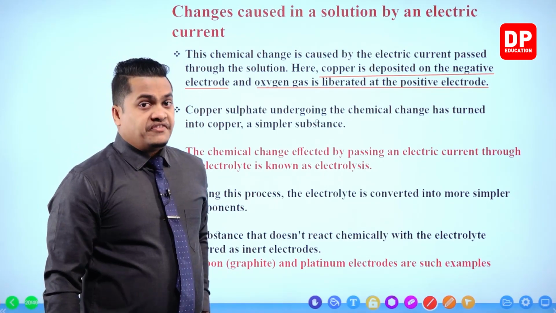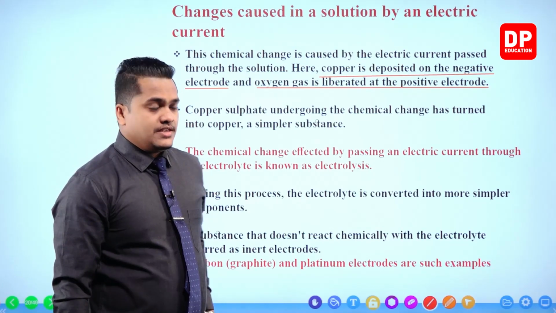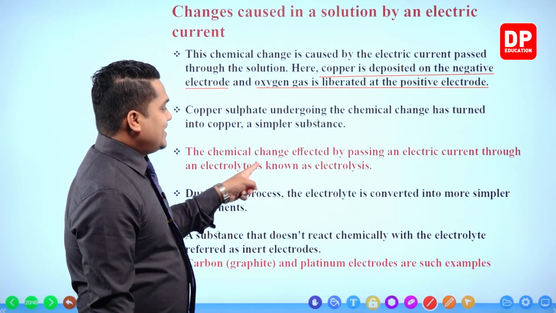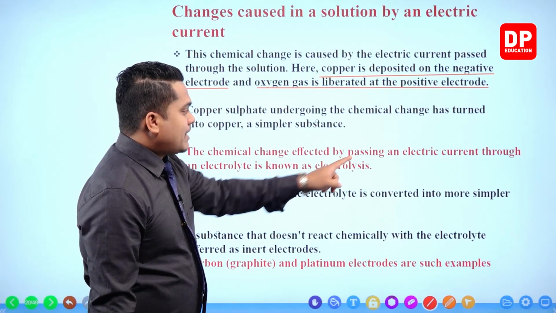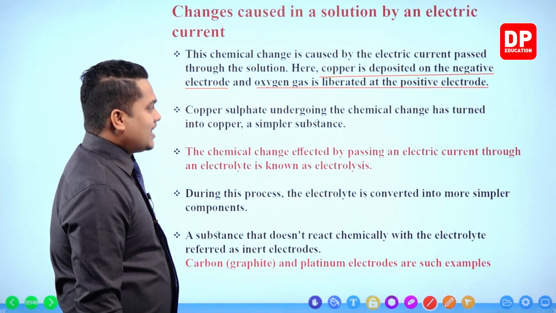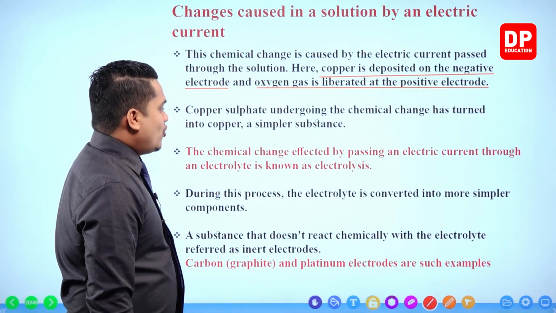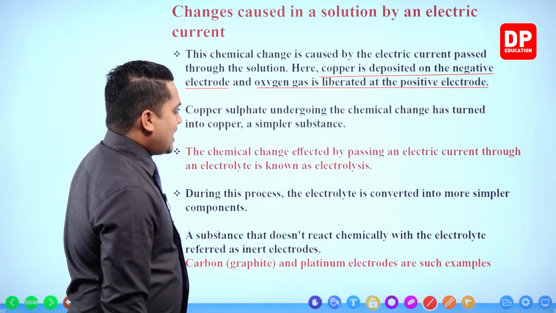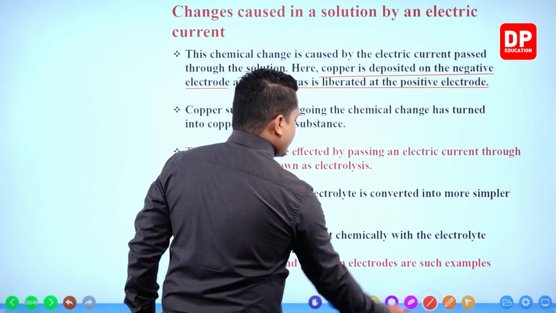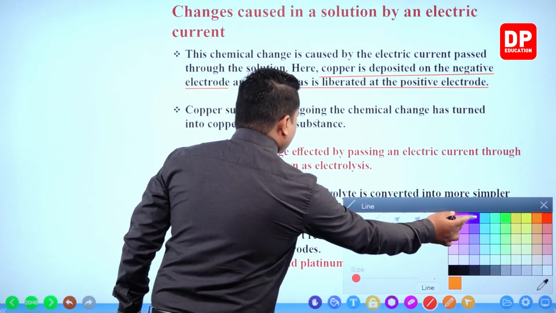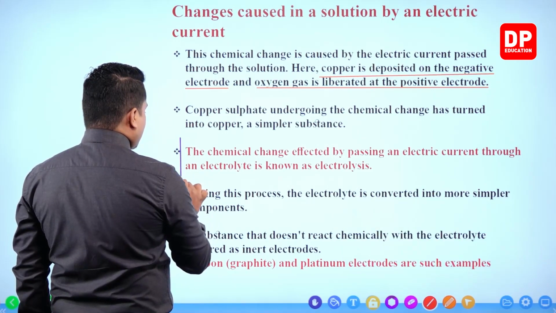Now, the definition of electrolysis. Chemical change effected by passing an electric current through an electrolyte is known as electrolysis. So what is electrolysis, my dear children?